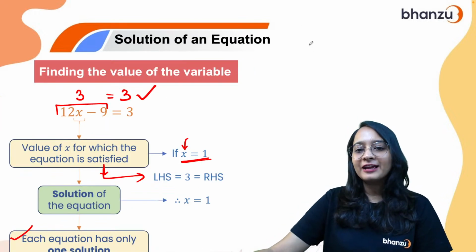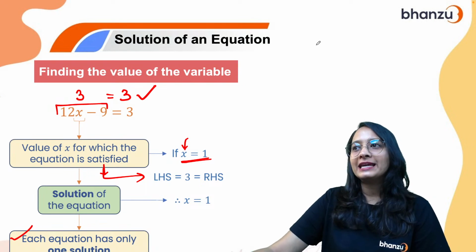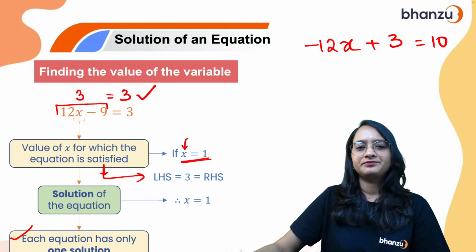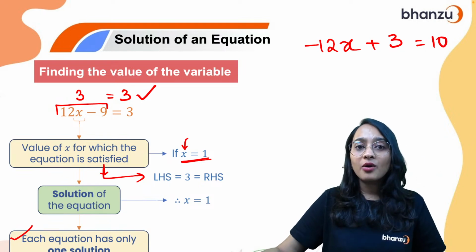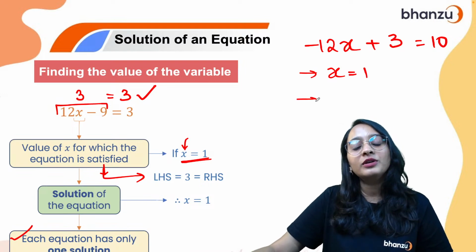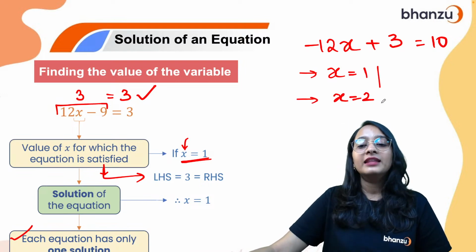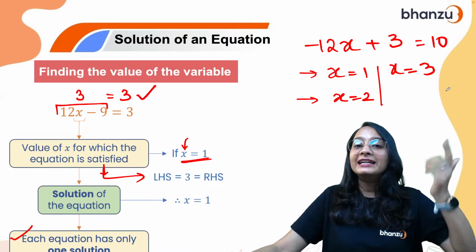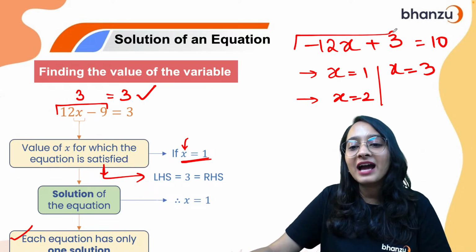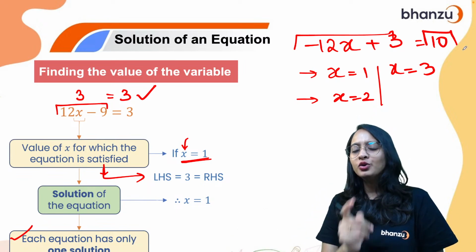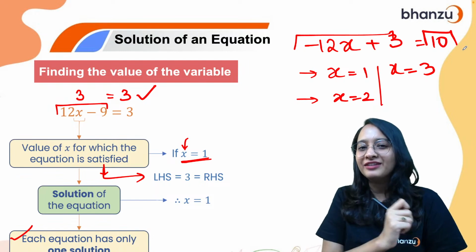Now, if I give you an equation, let's say minus 12x plus 3 equals to 10. Something like this. Now, you will try first with x is equal to 1. Then you will try with x is equal to 2. Then you will try with x is equal to 3. You will keep trying till you get your left hand side equal to your right hand side. है ना? But do you think that this is feasible?